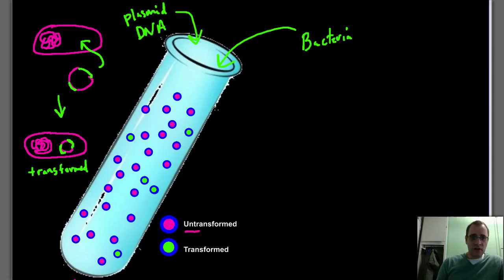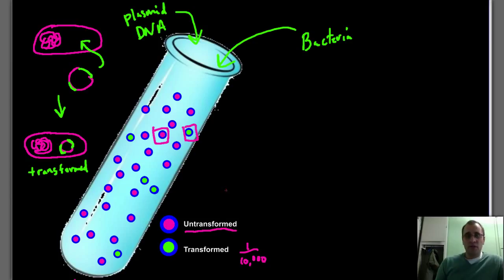So you can see here's the untransformed. We use this color, so we have a whole bunch of these untransformed guys, and just a minority that are transformed. The figure we use is about 1 in 10,000 bacterial cells become transformed. So it's a very low percentage.